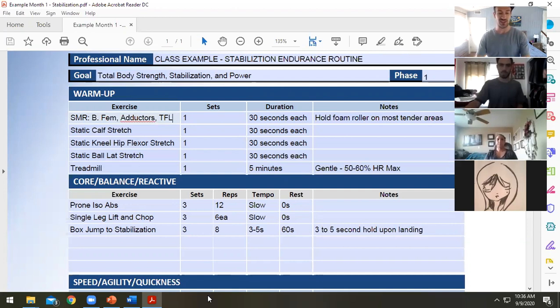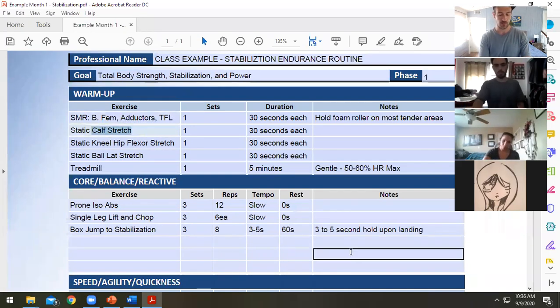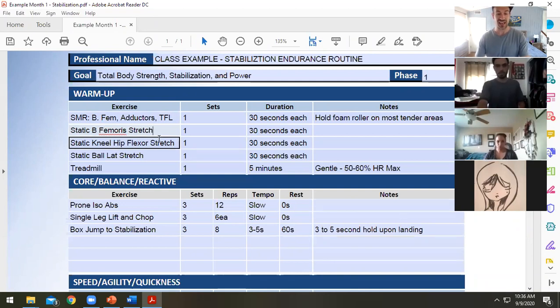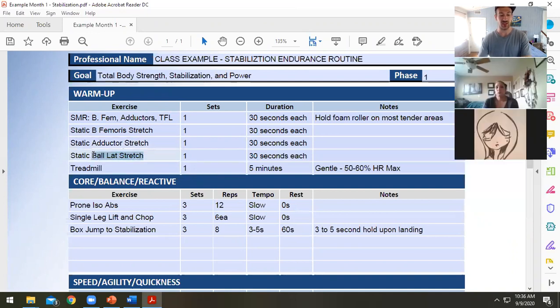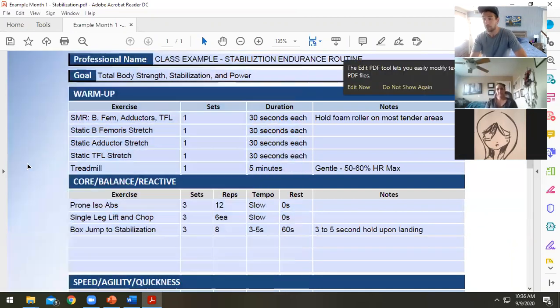So then we would do a static biceps femoris stretch. We would do a static adductor stretch, and we would do a static TFL stretch. And there we go. We just rewrote our warm-up for a different client, right? And then we would do different exercises here.